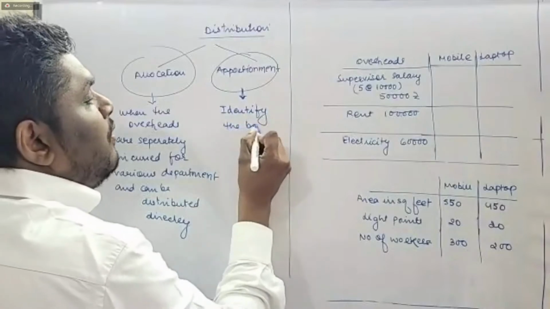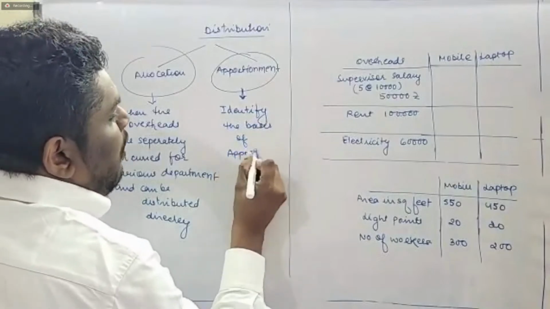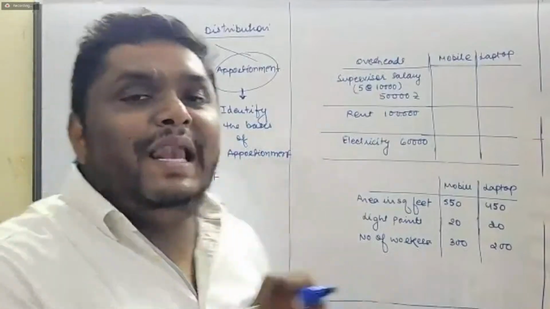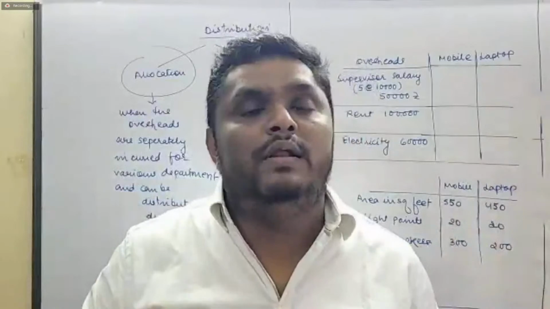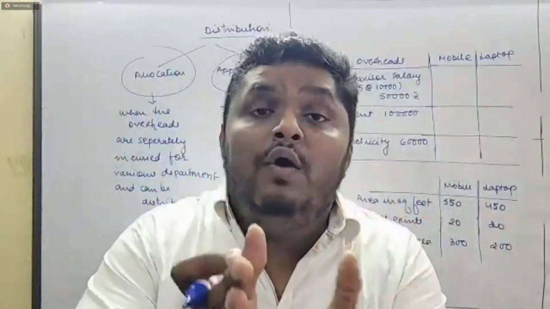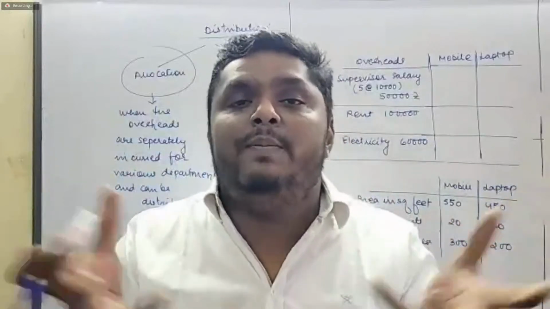First, we have to identify the basis. Overheads are not incurred separately, so we can't allocate. Now what to do? We have to apportion the overhead. So how to apportion the overhead? We have to first identify the basis, on which basis to apportion.